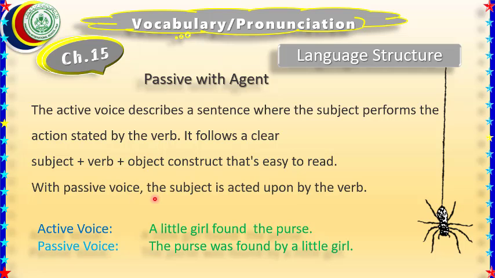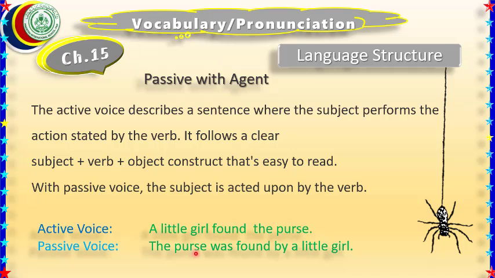With passive voice, the subject is acted upon by the verb. In the second sentence, you can see the purse has become the subject of the second sentence. And this subject is not doing anything. If you look at the subject of the first sentence, the little girl is doing something. What is she doing? She is finding the purse. In the second sentence, our subject is the purse. Is the purse finding the girl? No, the purse is not doing anything.